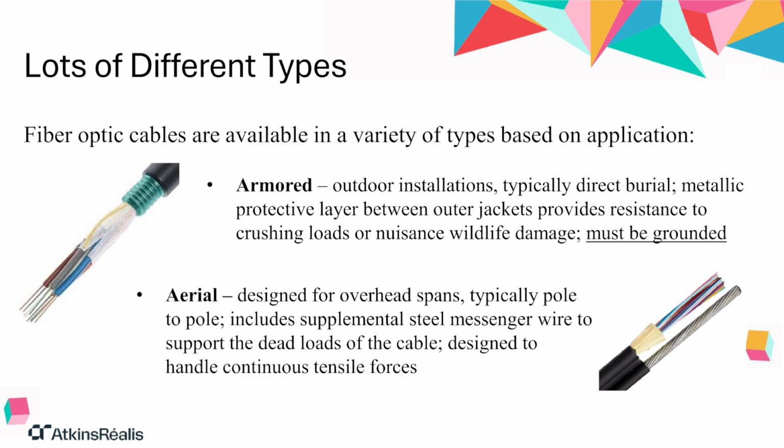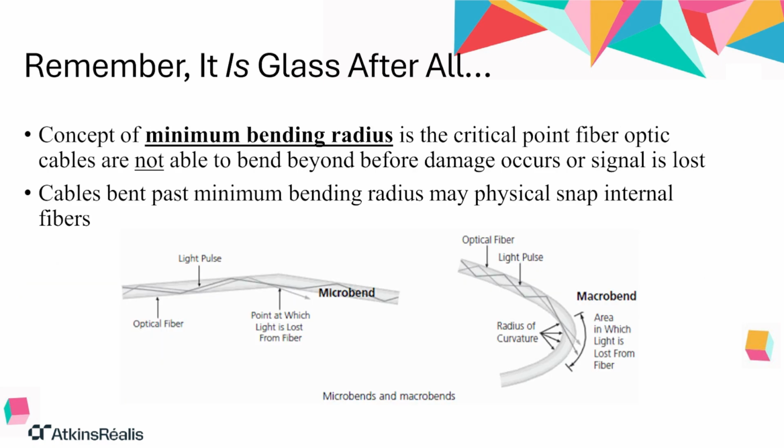Makes sense. Now, across all these types, especially when installing them, you mentioned bending is a huge concern. Can you elaborate on this minimum bending radius? Absolutely critical concept. It's possibly the single most important handling precaution for fiber optic cable. Remember, the core is glass. Glass doesn't like to be bent sharply. The minimum bending radius is the smallest radius you can bend a cable to without causing damage or excessive signal loss.